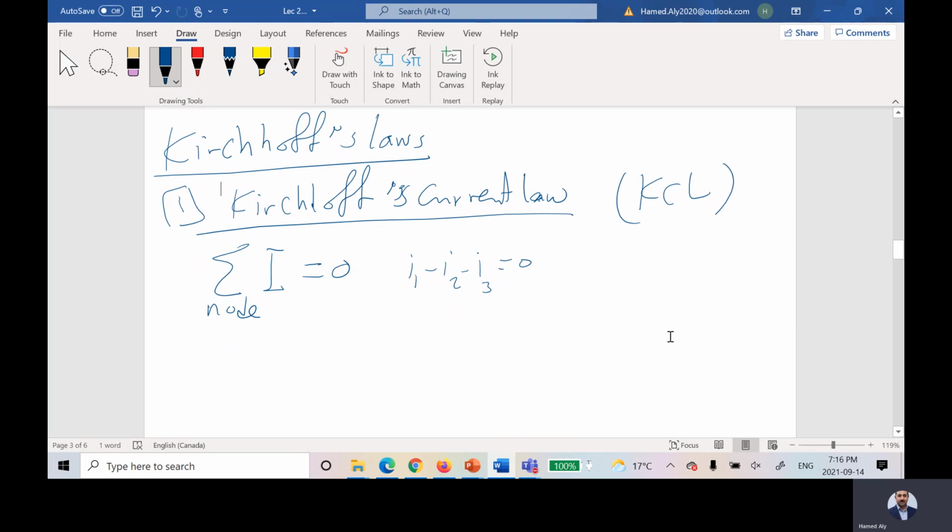But let us talk about the second thing, which is Kirchhoff's voltage law. Before leaving that part, any question for Kirchhoff's current law? You are seeing these things are easy, but believe me, these are very, very important.